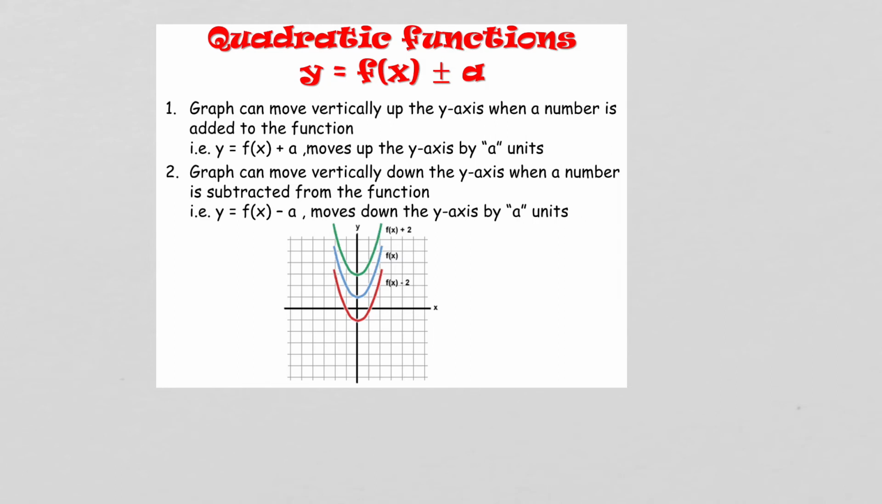Our first transformation is moving it vertically up or down. Essentially, we're changing the y-coordinates here. When the graph moves vertically up the y-axis, a number is added to the function. In other words, we're changing the y value by adding this amount to the y-coordinate only. If we subtract a number from the function, it will move vertically down by that number, so we would subtract the number from all of the y-coordinates.